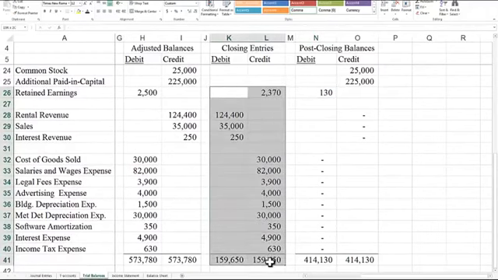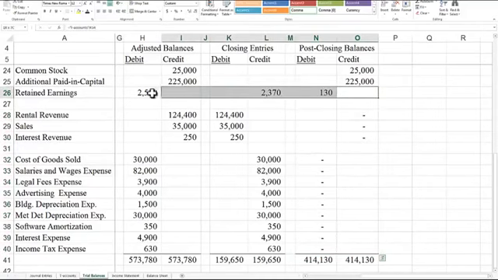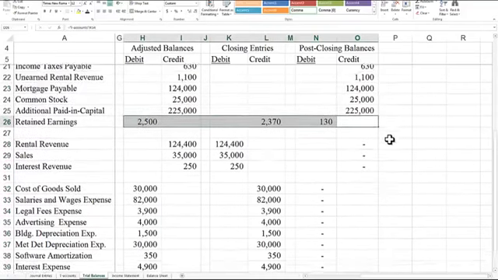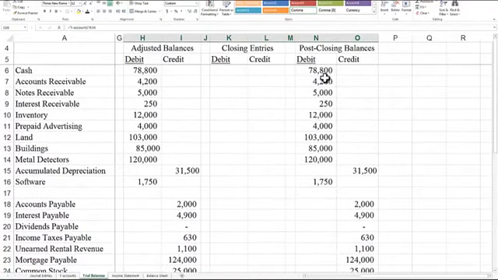And then the closing entries also operated on revenues and expenses. If you look at the post-closing trial balance, you see that now all the revenue and expense accounts are at zero, and retained earnings was the only balance that was affected by this process. Now we're going to take all the balances of the permanent accounts and put together a balance sheet.